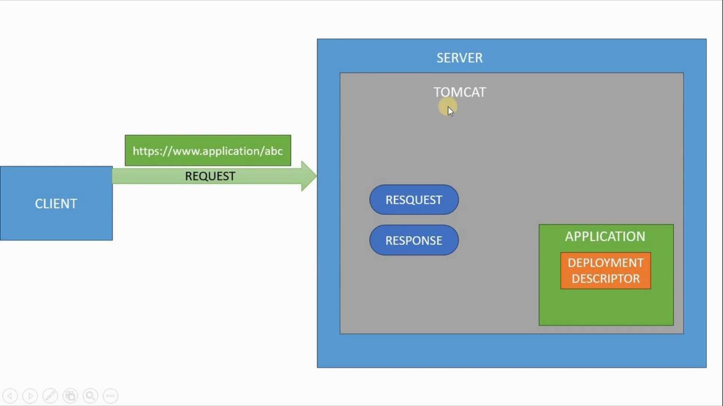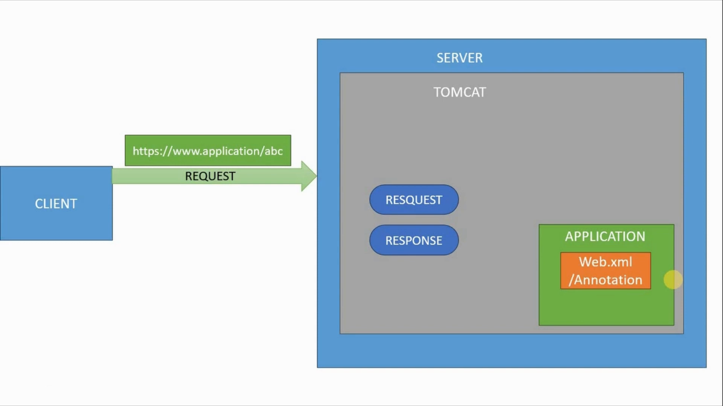So what happens? The Tomcat takes in the request, analyzes the request, and sees whether it is a static request or a dynamic request. In this case, it is a dynamic request because the resource is obviously not present in the application. So there is a deployment descriptor in our application which determines what to do with those dynamic requests. Now this deployment descriptor is nothing but an XML file. To be specific, it is a web.xml file.